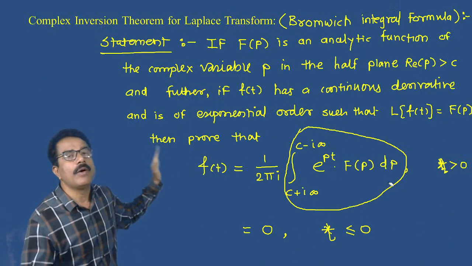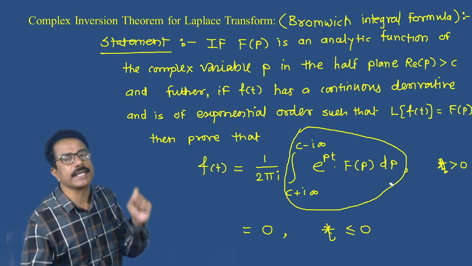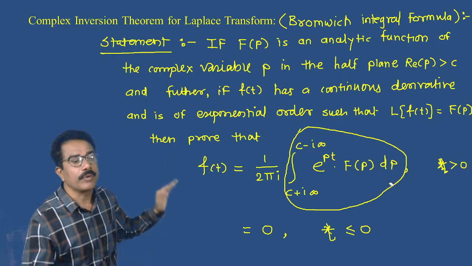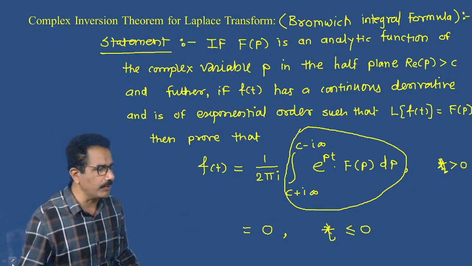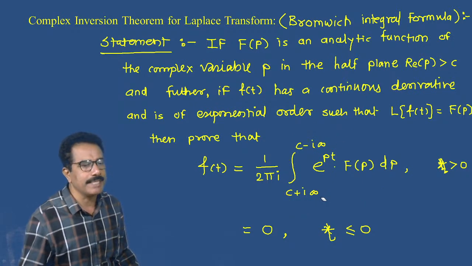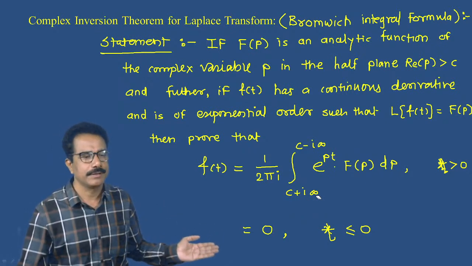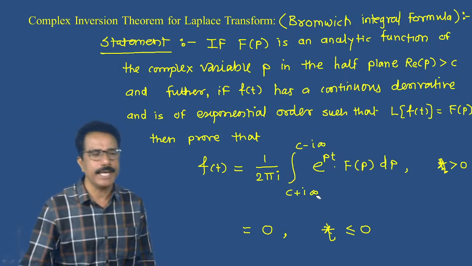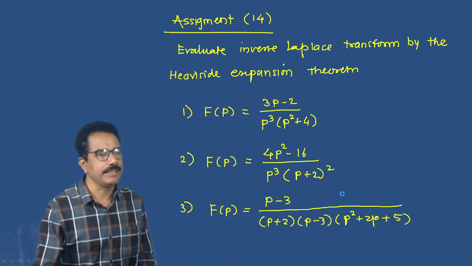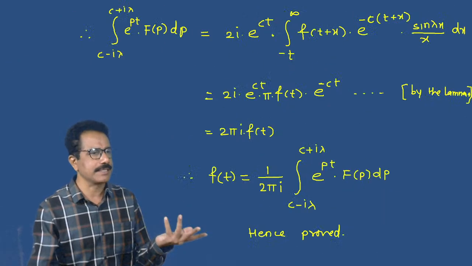See this complex inversion theorem, also known as Bromwich integral formula. Here the total theorem which we have proved is in the form of lambda. See this. We have replaced lambda with infinity because we have considered lambda tends to infinity. Okay. So in this way, this is the proof of this theorem. If you have any doubt, then you can ask.